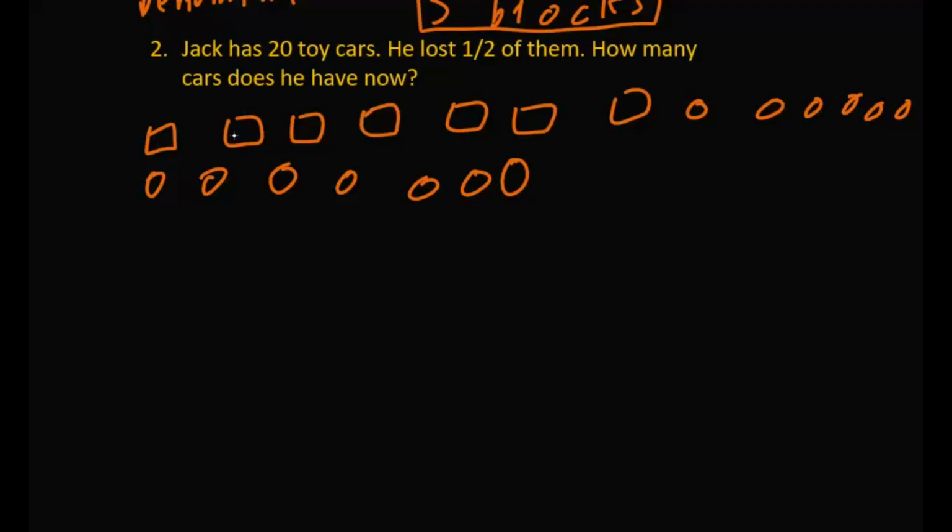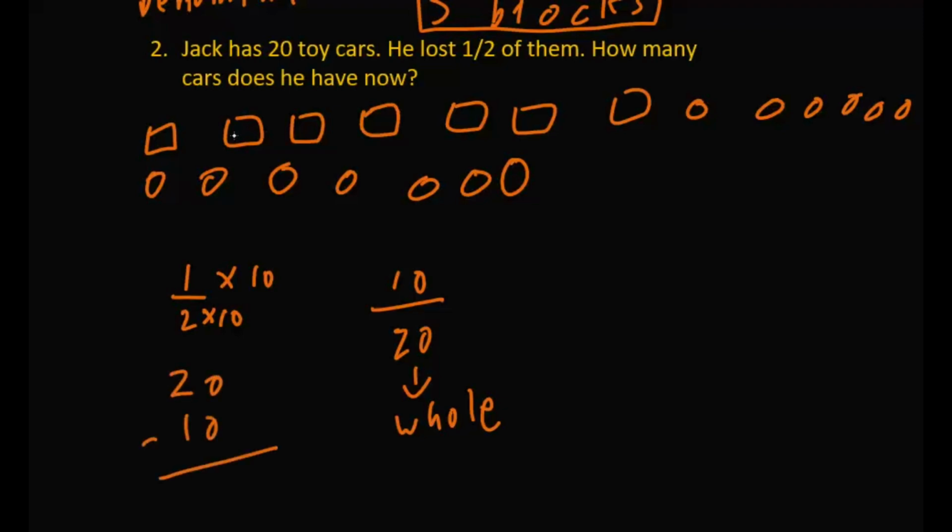So he lost half of them. So let's find how to get 20 in the denominator place. You have to multiply 2 times 10. So you do the same thing on top. So it'll be 10/20. So again, this is the whole, which means 20 cars. And this is a part, so it would be 10 cars. So how many cars does he have now? We would have to do 20 minus 10. 0 minus 0 is 0, 2 minus 1 is 1. So the answer is 10 cars. Okay?